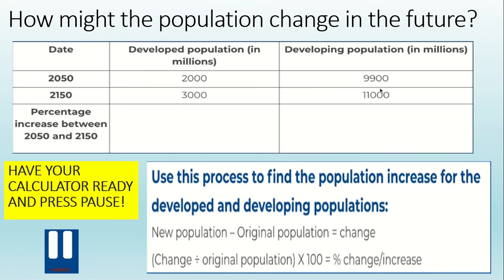I think the most important thing is when we work out our change, when we minus the new population from the old, we have our change. You divide that by the original population, and then you times it by 100. And once you've done that, you should have the correct answer.